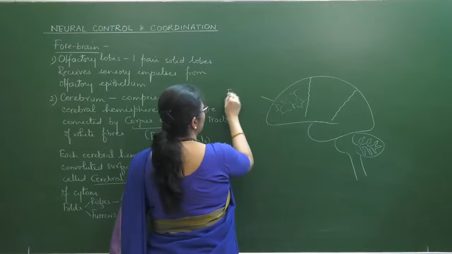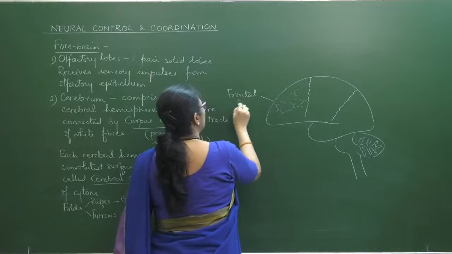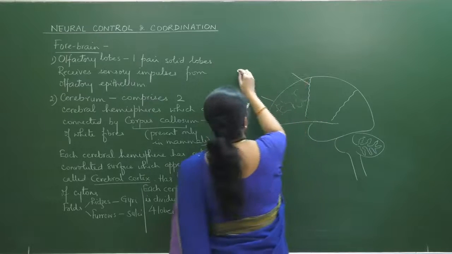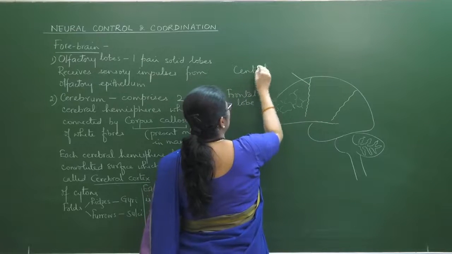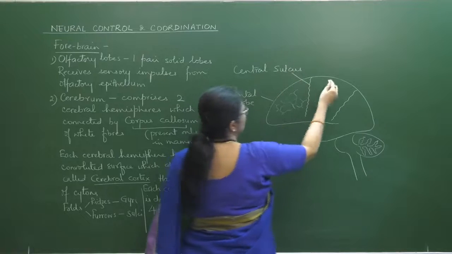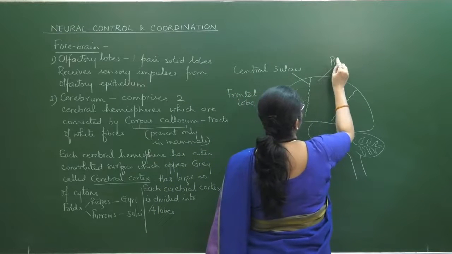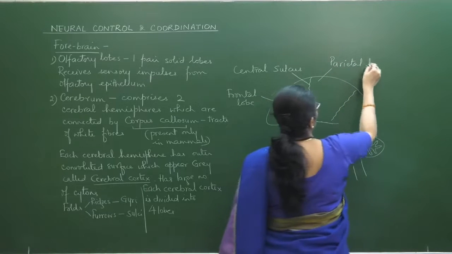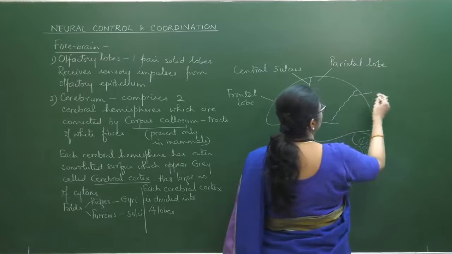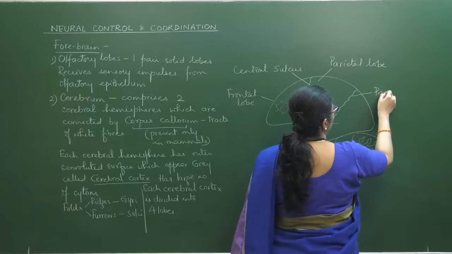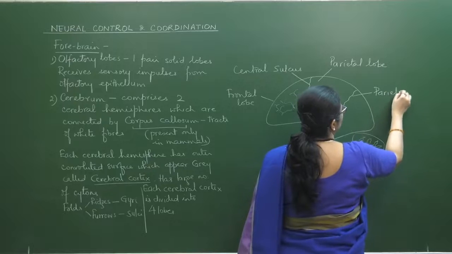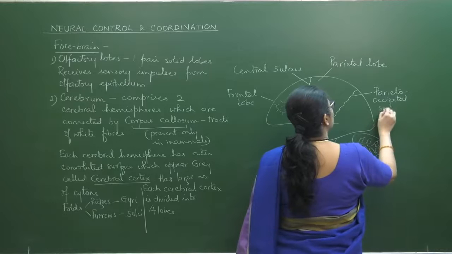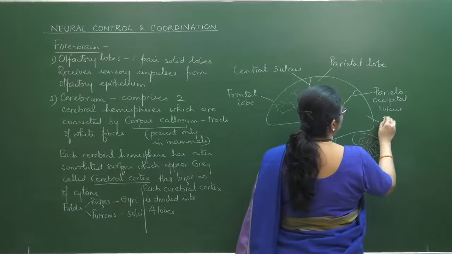Here this is the frontal lobe. Then here this sulcus is called the central sulcus. And this one is the parietal lobe. Then this one is the parieto-occipital sulcus, and this one is the occipital lobe.